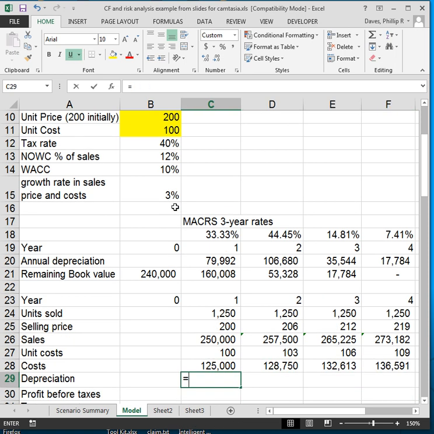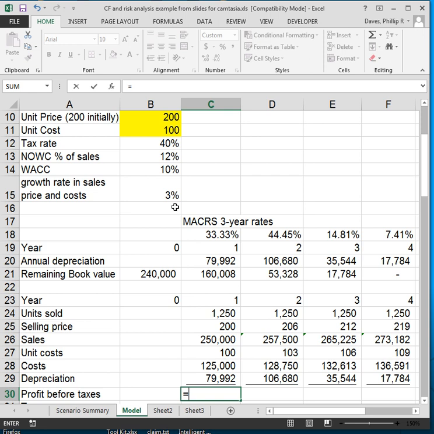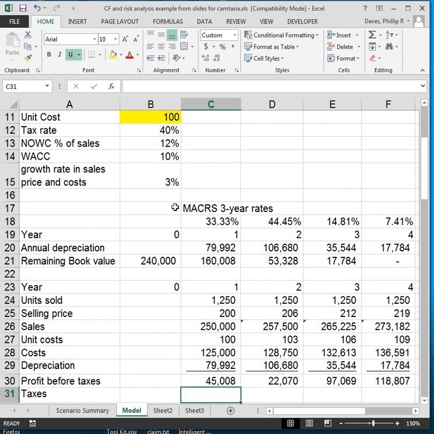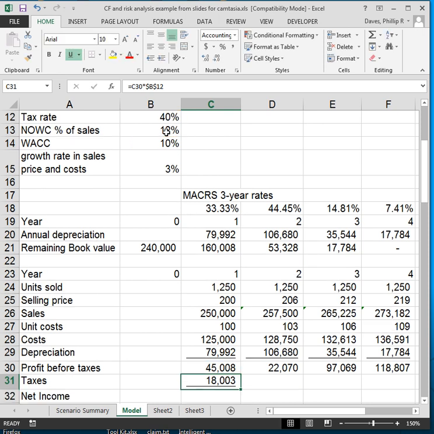And we've got a depreciation charge, which we've just calculated. And so that gives us profit before taxes, which is our total sales minus the total costs, minus the depreciation. We have taxes on that, which are the profit before taxes times the assumed tax rate, which is 40%. We need to put an absolute cell reference on that 40%.